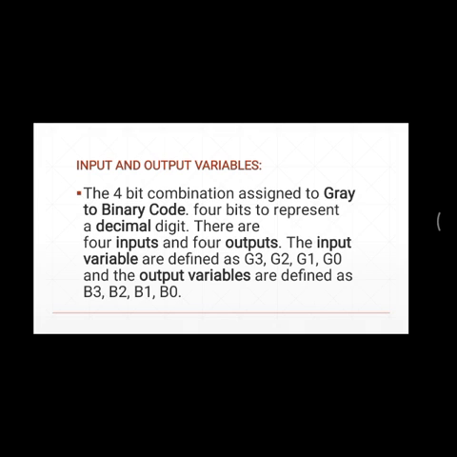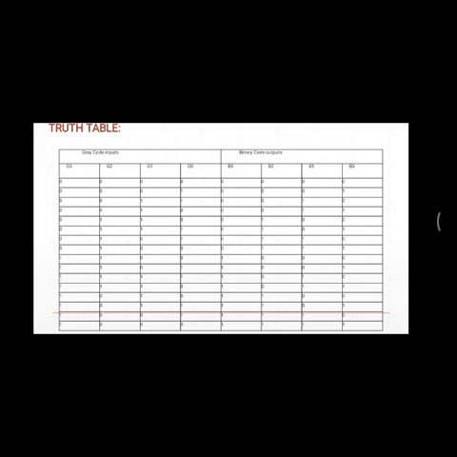There are 4 inputs and 4 outputs. The inputs are defined as G3, G2, G1, G0, and the output variables are defined as B3, B2, B1, and B0. This is a truth table to convert a gray code to a binary code. We give a desired input to get a desired output.